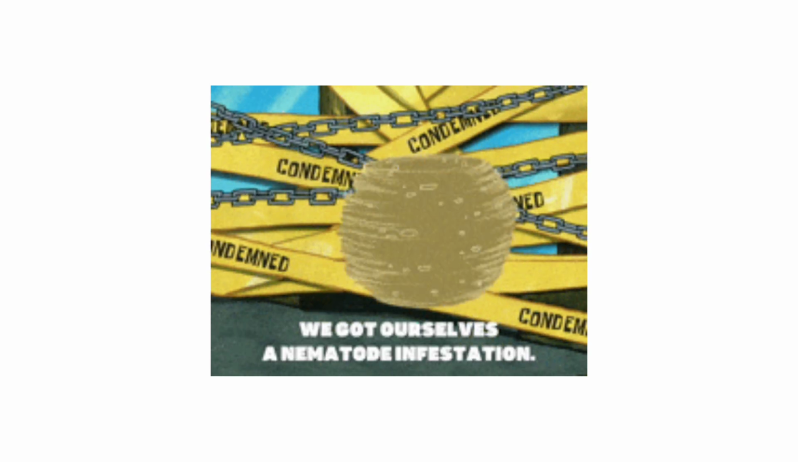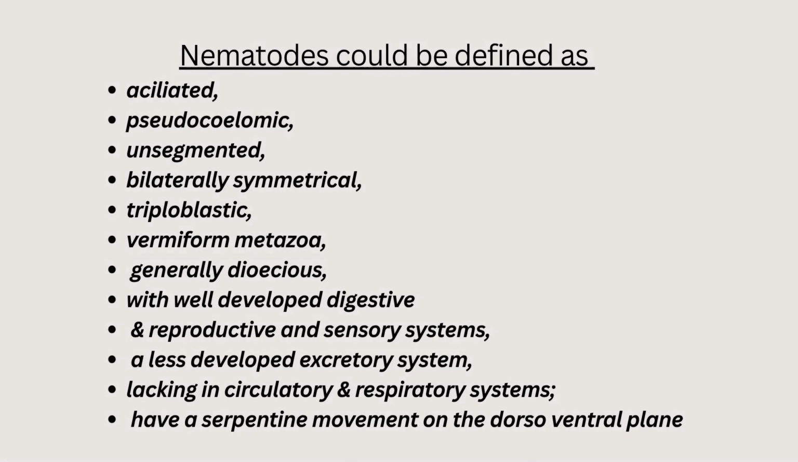They can be free living, feeding on bacteria, fungi and other nematodes, or even parasitic, living in plants, insects and animals, including humans. Nematodes belong to phylum Nematoda and they could be defined as acoelomate, pseudocoelomic, unsegmented, bilaterally symmetrical, triploblastic vermiform metazoa, generally dioecious, with well-developed digestive, reproductive and sensory systems, and a less developed excretory system. They do have an excretory system but it is less developed, and they lack circulatory and respiratory systems. They also have a serpentine movement on the dorsoventral plane.